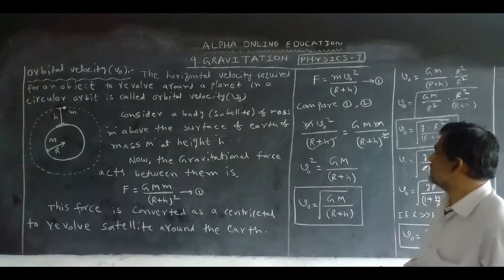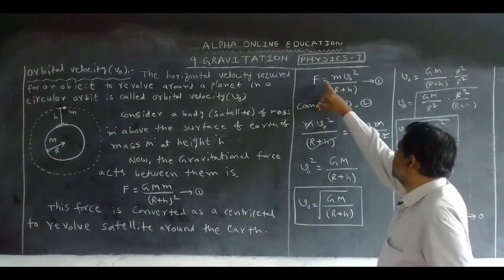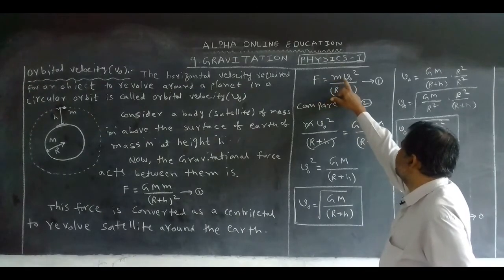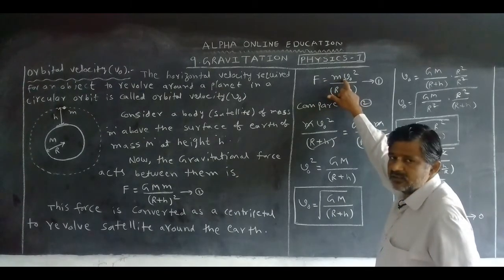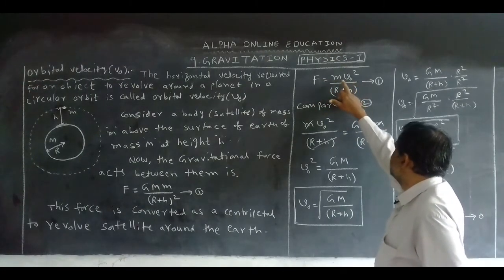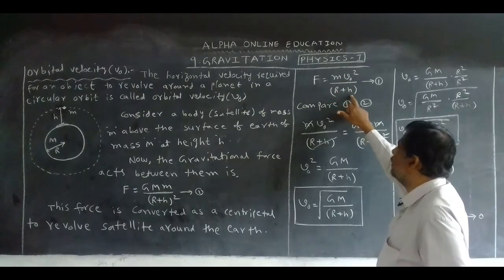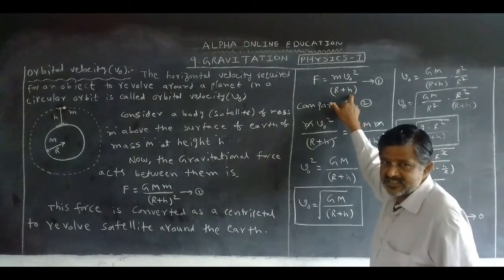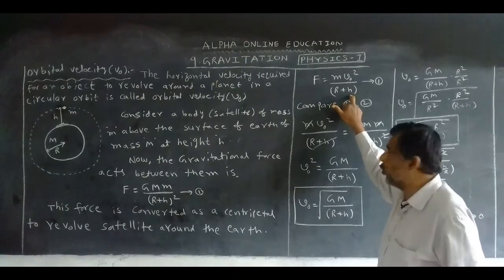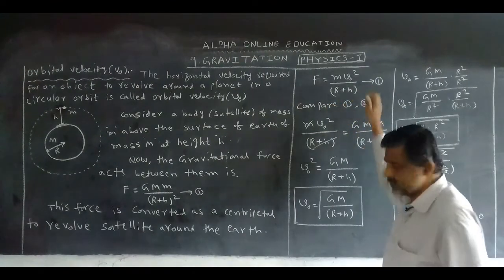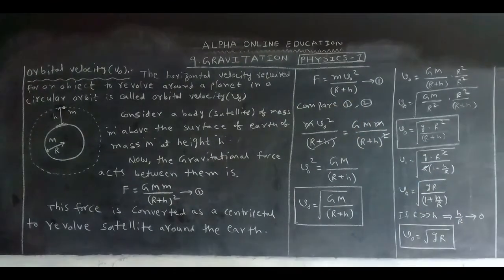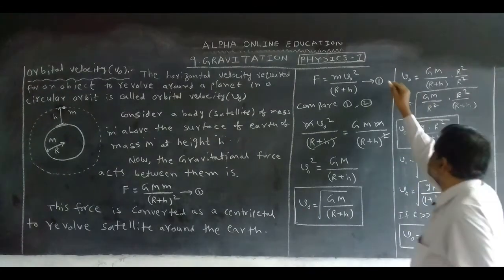Now, what is the equation for the centripetal force? F equals m v naught square by (R plus h), where v naught is the orbital velocity. This is the equation for the centripetal force. Let us take this as equation 2. Sorry, I am taking the gravitational force as equation 1. Okay, now this is equation 2.